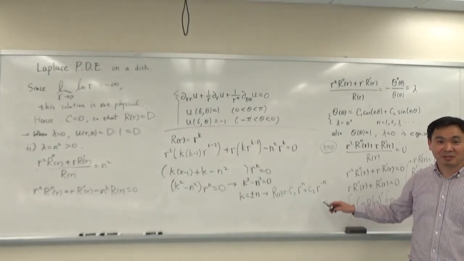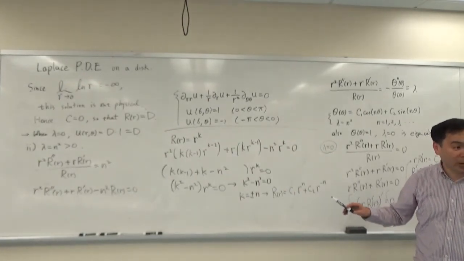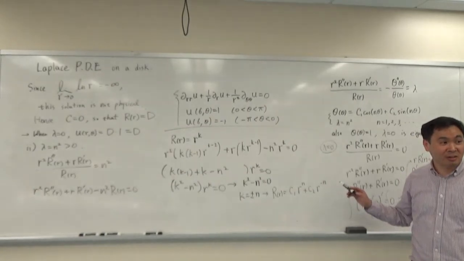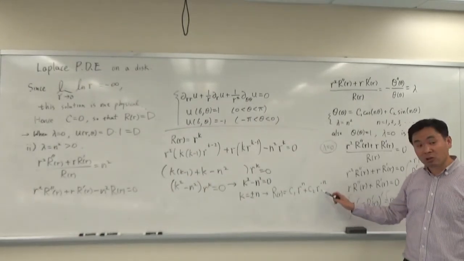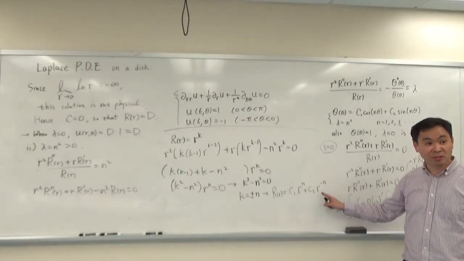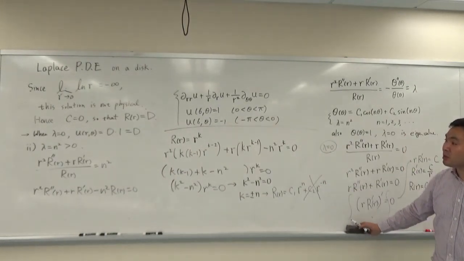Because n goes to infinity, it goes to zero. Huh? No, n is not zero. n is always positive. What could be zero? r could be zero. That's the problem. This is 1 over r to the nth power, right? So if you send r to zero, this goes to infinity. So that's not physical. So that's bad.